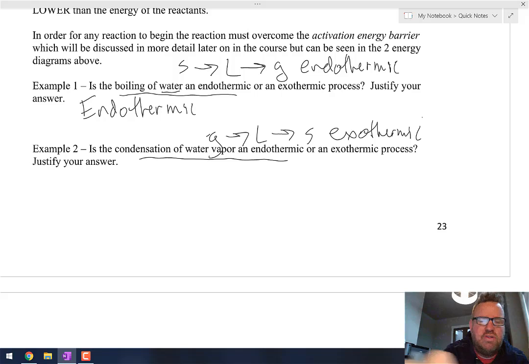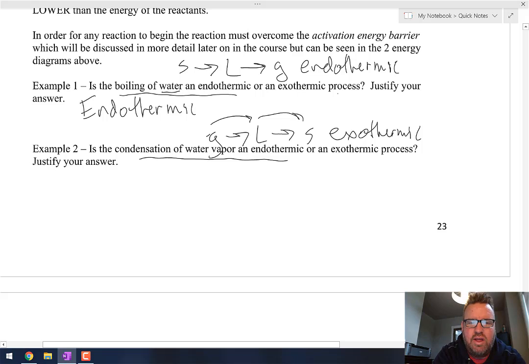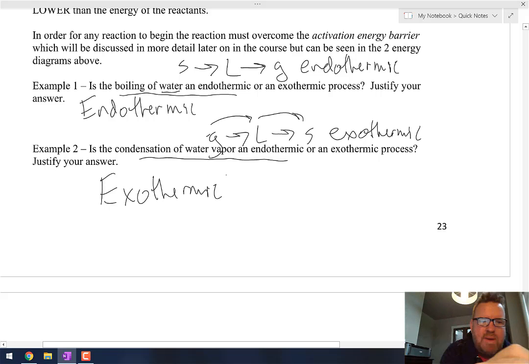That's backwards. No, sorry, that's right. To go from a gas to a liquid, or a liquid back to a solid, that is an exothermic process. Okay, let's come back up here to example 1.